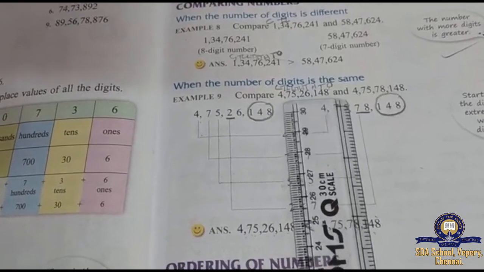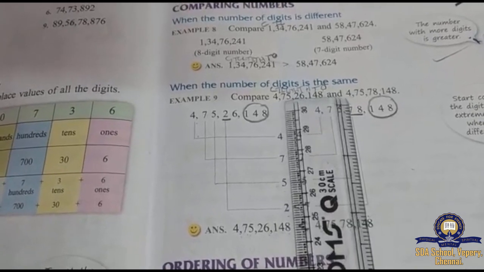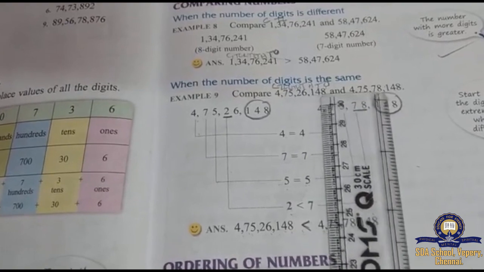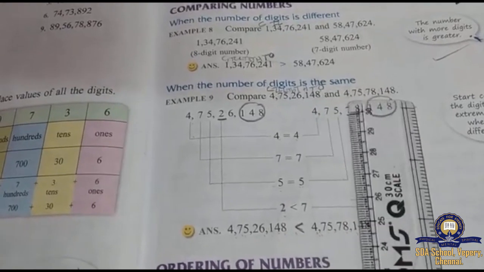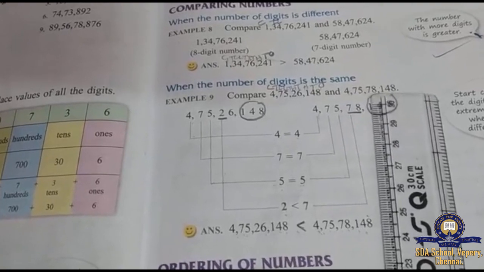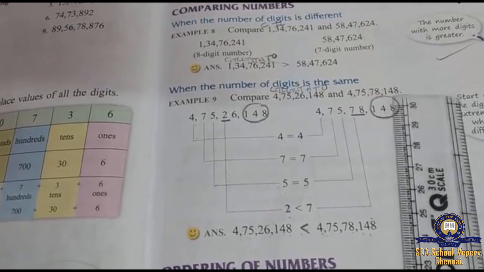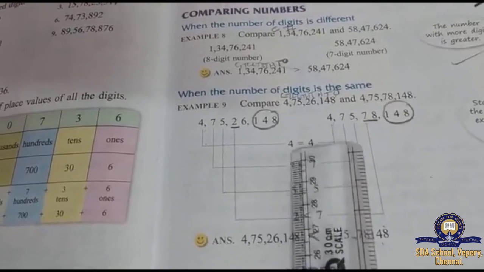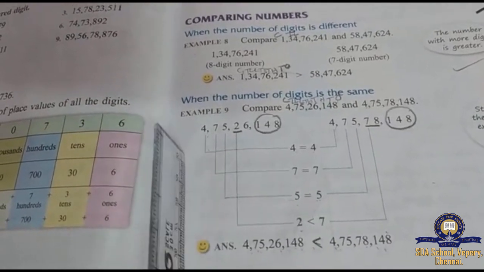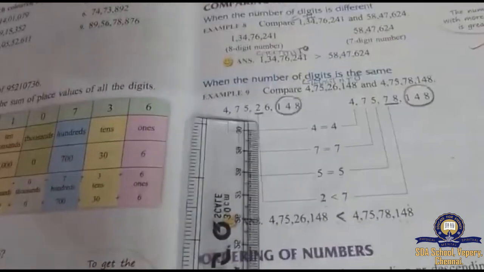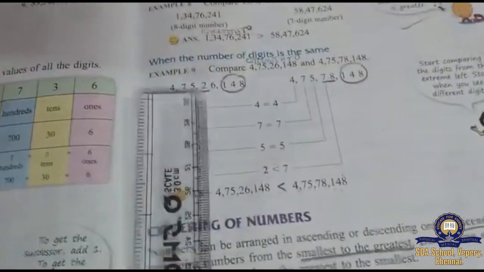Here we have 4 crores 75 lakhs 26,148, and on the other side 4 crores 75 lakhs 78,148. Shall we compare? Okay. For comparing, first we will start from the left. This is the left side.